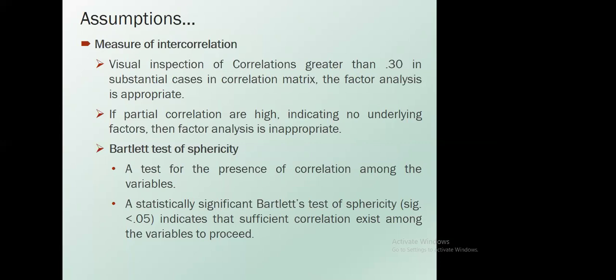So in order to make it easy, there is a test which is called Bartlett's test of sphericity. This test is performed in order to check whether your data is suitable for factor analysis or not. Since it is a test, it will have a null hypothesis and an alternative hypothesis. The null hypothesis for Bartlett's test is that the correlation matrix is an identity matrix.